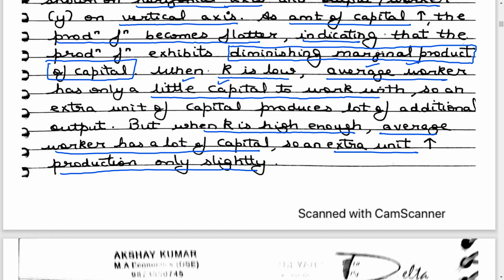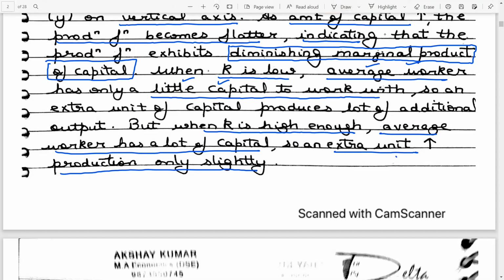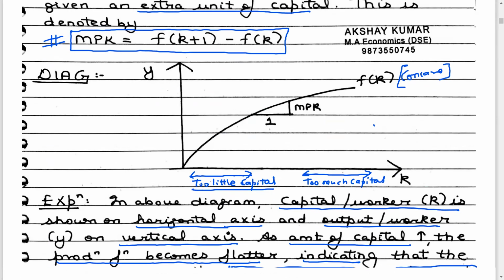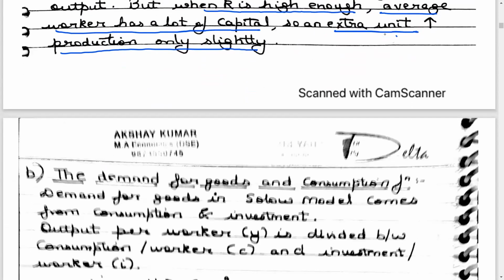You need more people also. So an average worker, when given too much capital, will cause the diminishing marginal productivity of capital to set in. As a result, your output will increase, but at a diminishing rate. That is why the production function is concave in the Solow economy. So I hope our students have understood this diagram, and I hope students have understood the explanation as well.